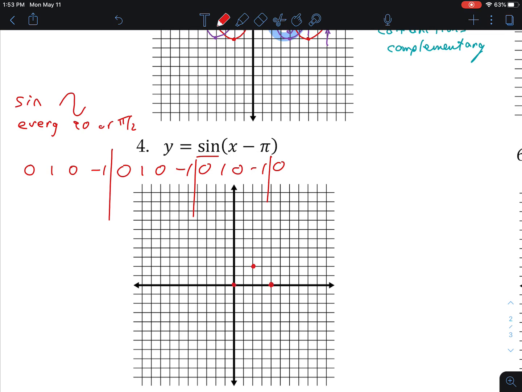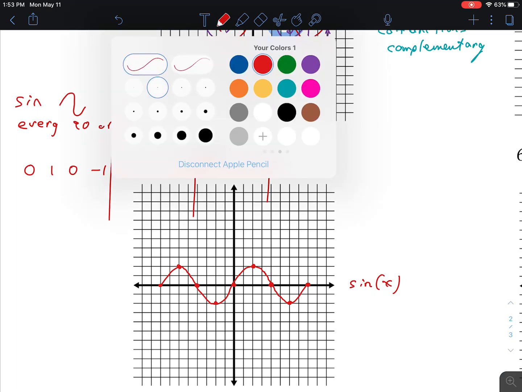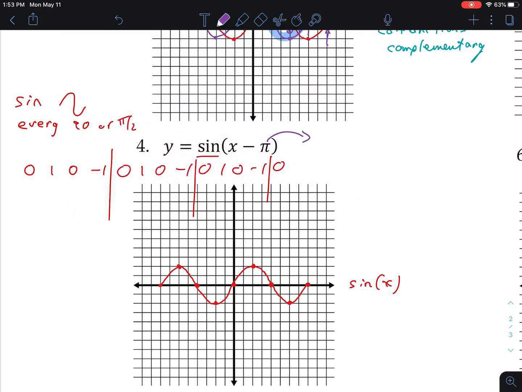I go 0, 1, 0, -1, 0, -1, 0, 1, 0. And here is normal sine of x. I just followed those numbers. I like to write out the whole thing. Now I'm shifting this pi, 180 degrees, minus to the right. So I'm shifting this whole graph this way.